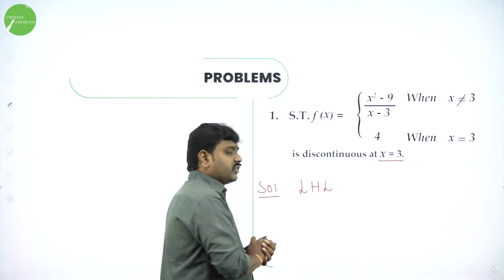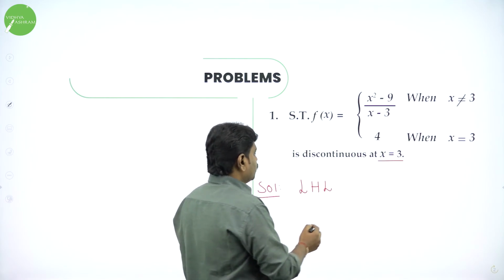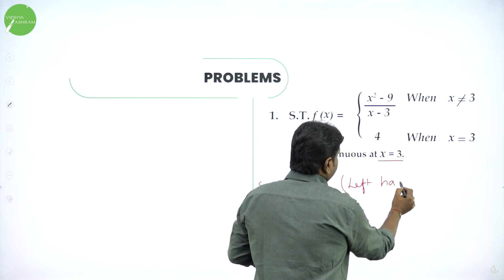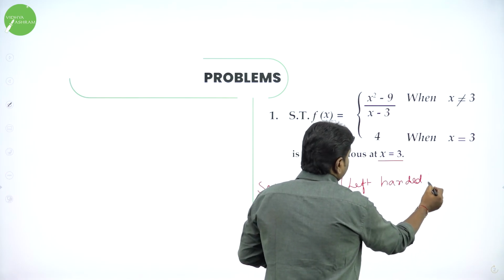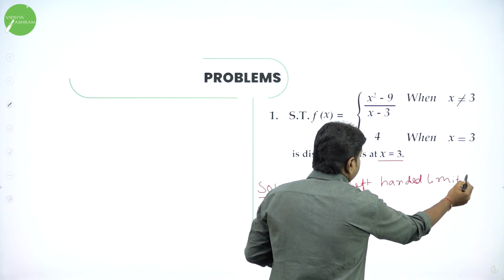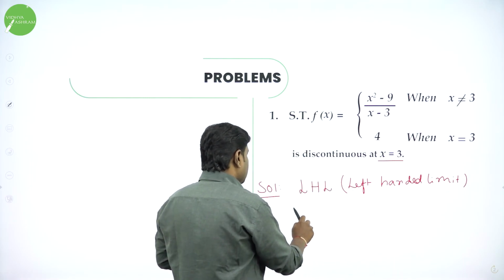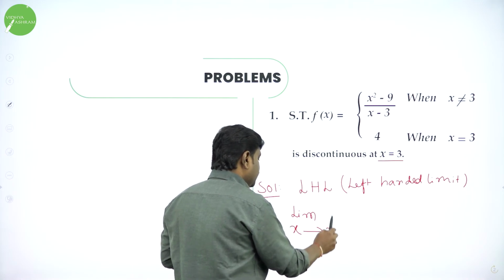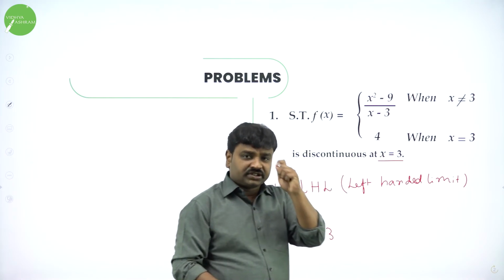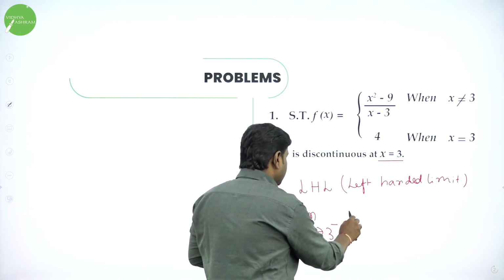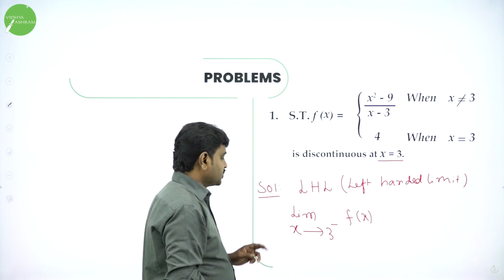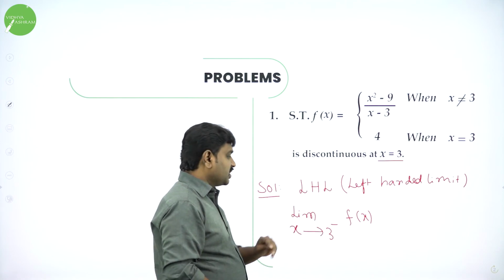LHL means what? Left-handed limit. So we'll find what? Left-handed limit. How to find left-handed limit? So LHL means left-handed limit. Left-handed limit is limit x tends to, we are checking continuity at what? 3. So you should take x tends to 3 minus f of x. What is LHL? Limit x tends to 3 minus f of x. What is the meaning of limit x tends to 3 minus?